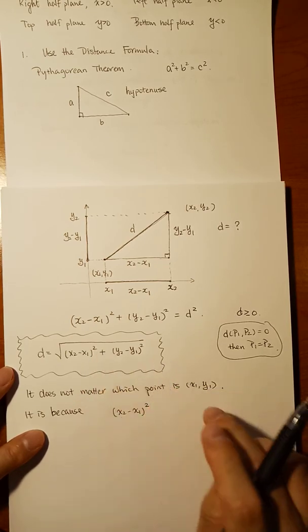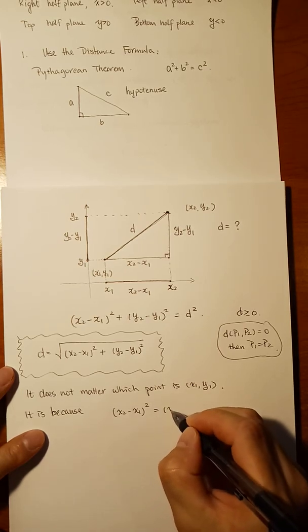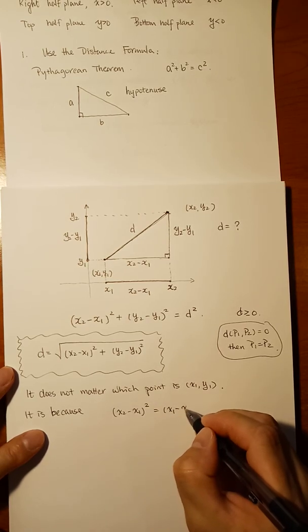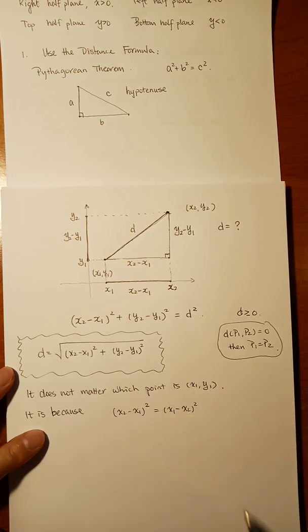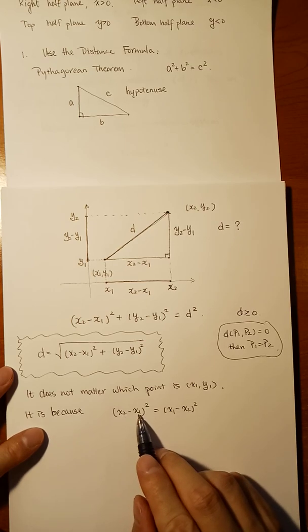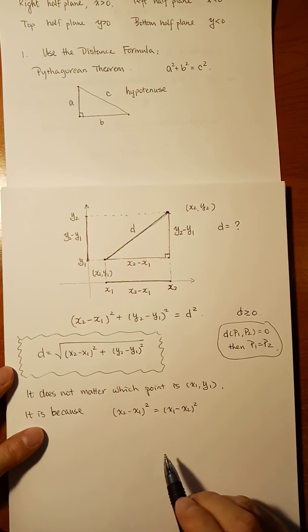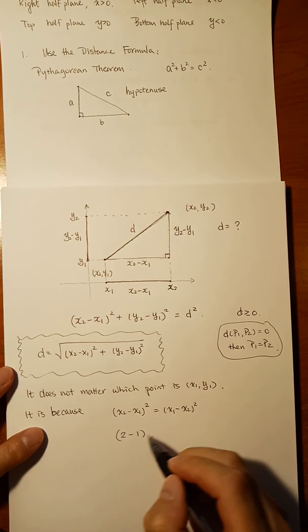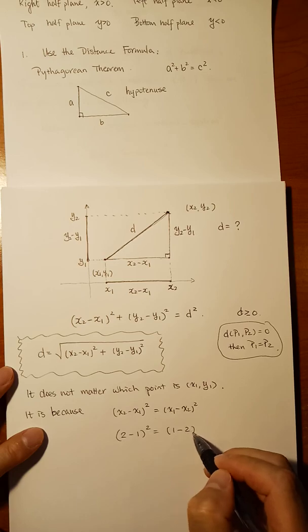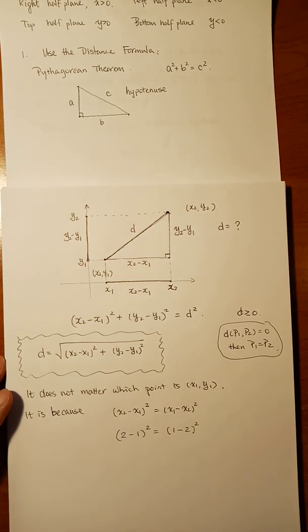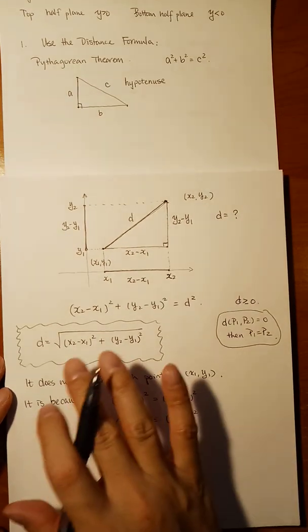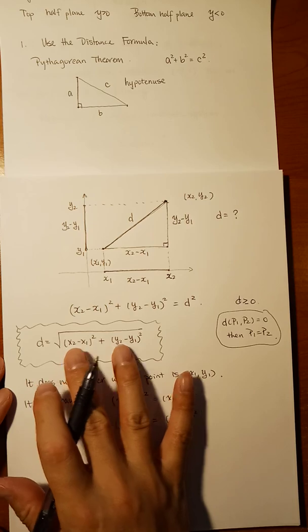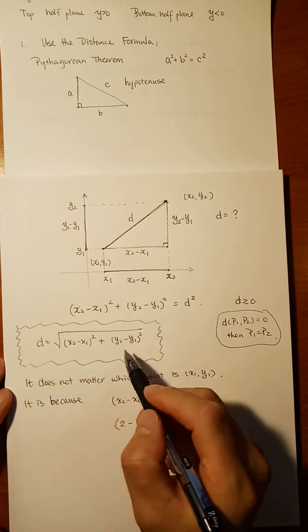If we do not have square, it matters. But if we have square, it does not matter. You see, (x2 minus x1) squared and (x1 minus x2) squared, they are equal. You can check it. (2 minus 1) squared and (1 minus 2) squared. Once you square, whatever positive, negative, you always have positive. Okay, so you don't worry about which one comes first. You just do subtraction between x coordinates and between y coordinates.